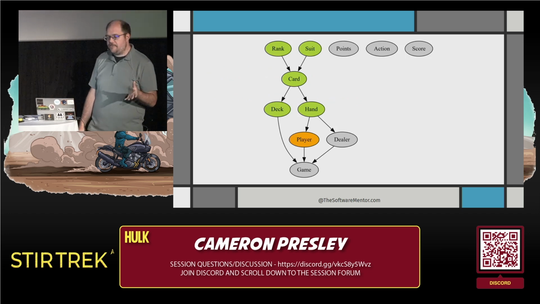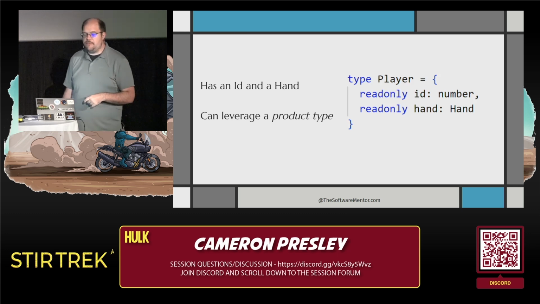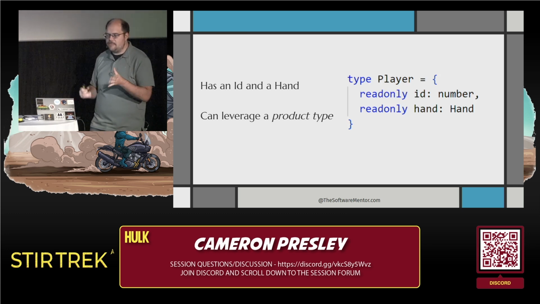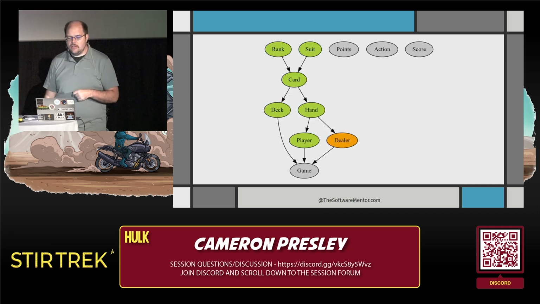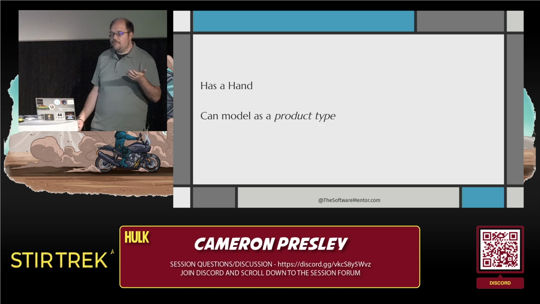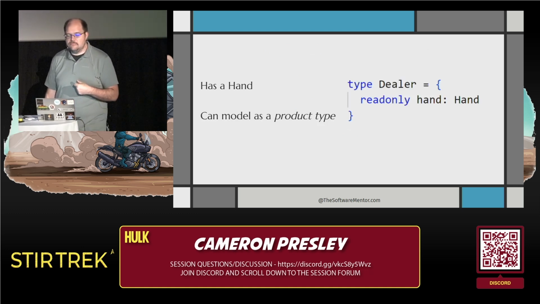So with hand defined, we can now take a look at player. Now, player only has two things. It has an ID and it has a hand. So we're going to use the product type like we did before. And now we're reusing those types, right? Hand is of type hand, this will work no problem. Dealer's even simpler because there's only one dealer, right? So it just has a hand property. So it's also going to be a product type. So far, so good.